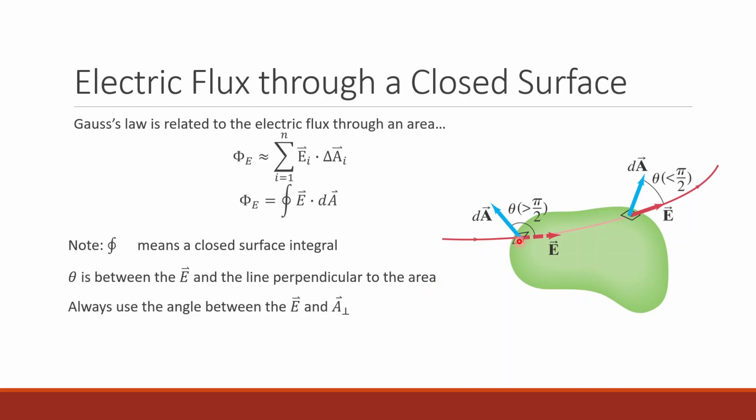Again, our angle is between E and the line perpendicular to the area, where our area is on the surface. You can compare it to forces. When we looked at forces way back when, it's like the normal to the surface. It's perpendicular to the surface area. So this is the electric flux through a closed surface.